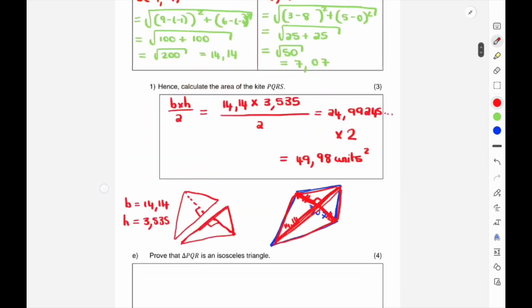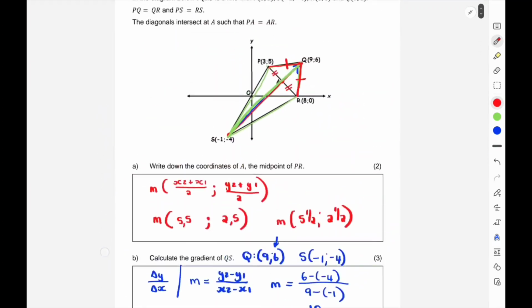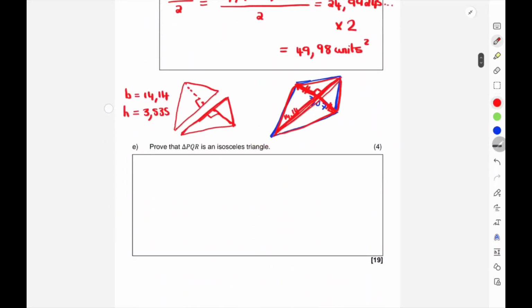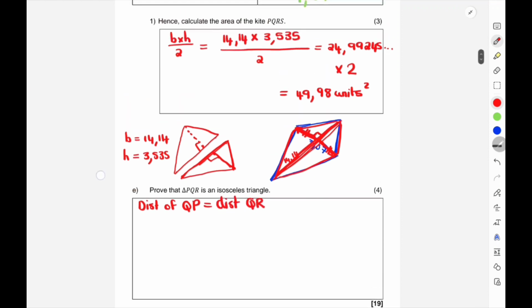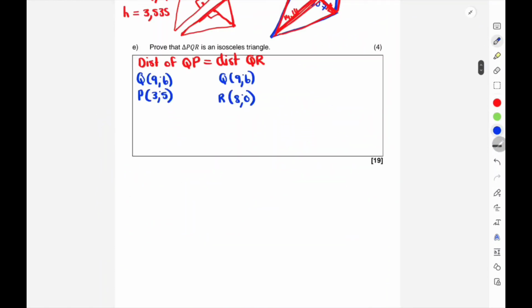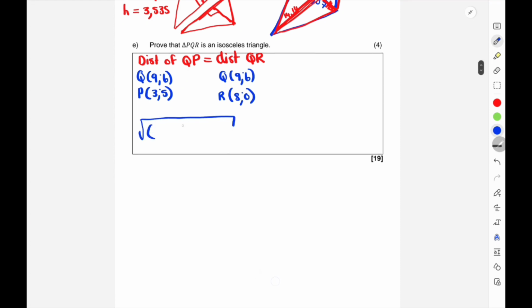Okay, so although they've given it to me, I'm going to carry on and prove that they are. So what you can do is work out the distance of QP and see if it equals QR. So the distance of QP is equal to the distance of QR. And if I have those coordinates, I'm just going to quickly write it down again. Okay, there we go. Distance of QP is equal to the distance of QR. I've got all my formula. So the distance of QP I'm going to work out here.